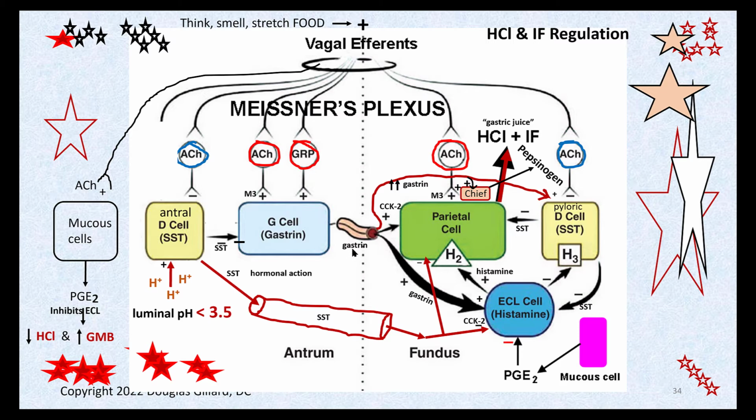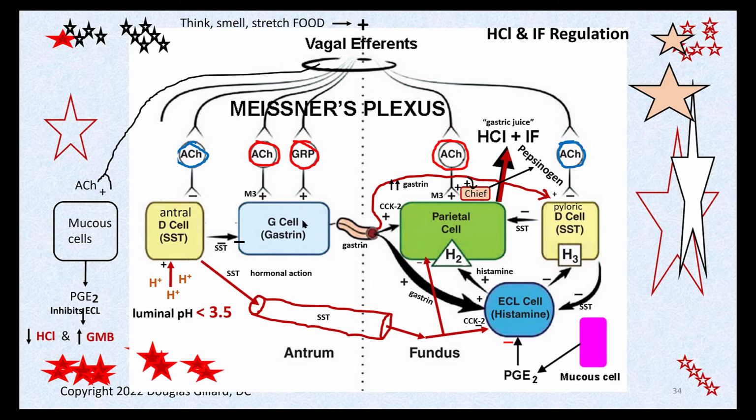What else does gastrin do? It also swims over and binds to ECL cells, and it is much more powerful than PGE2. It overrides PGE2, stimulates ECL cells to produce histamine. Histamine then goes and binds to its H2 receptor on parietal cells, and that stimulates the production of HCl and intrinsic factor. Okay, what else does it do? I think that's about all the stimulating we need to do with it.